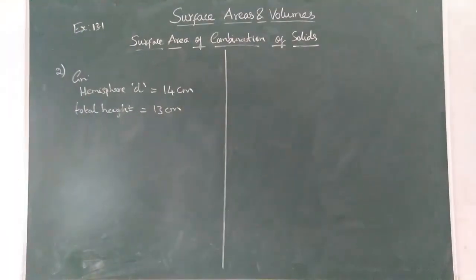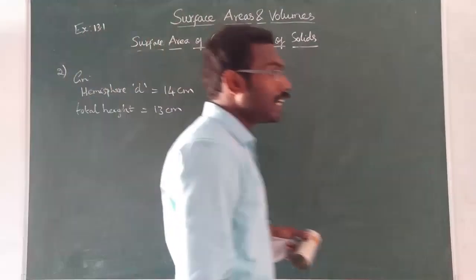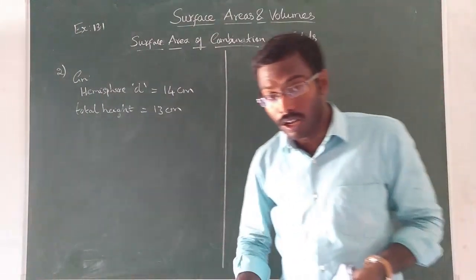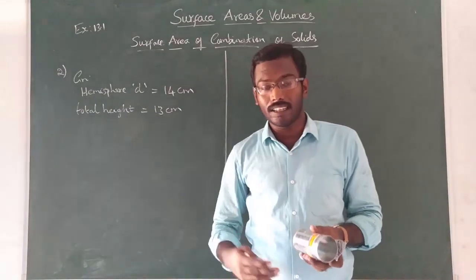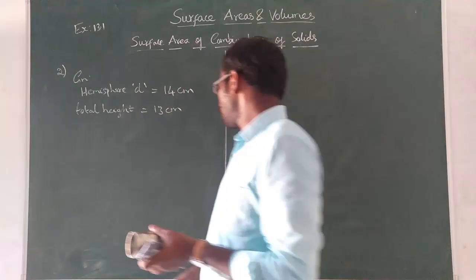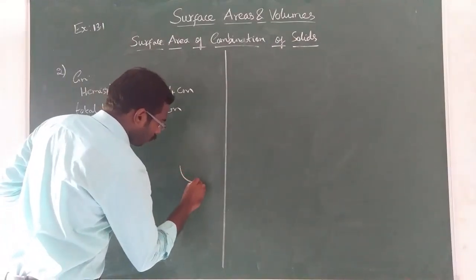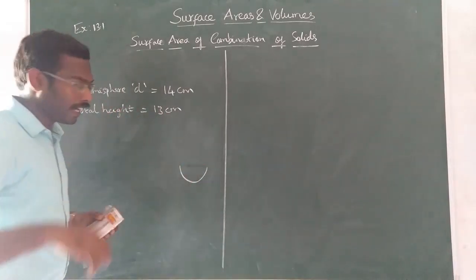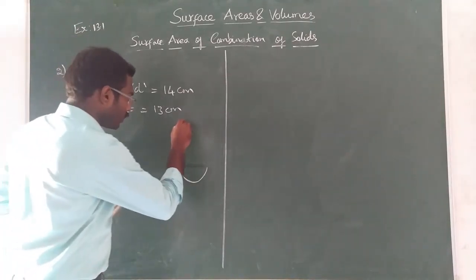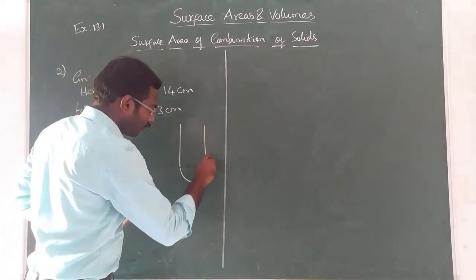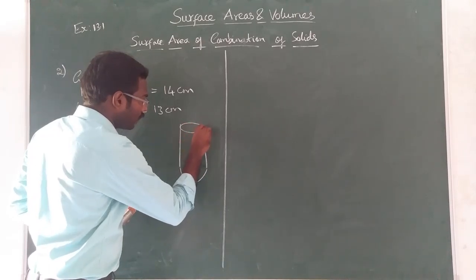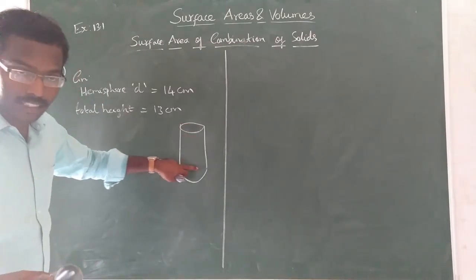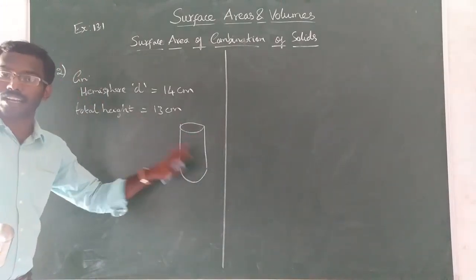So in the question, it is given the hollow hemisphere is mounted by a hollow cylinder. Mounted by means the hemisphere is down. Hollow means here no closure. And outside, the cylinder is there, it is not closed. Understood or not? Here also it is not closed, here also it is not closed. So this is the shape of the vessel.